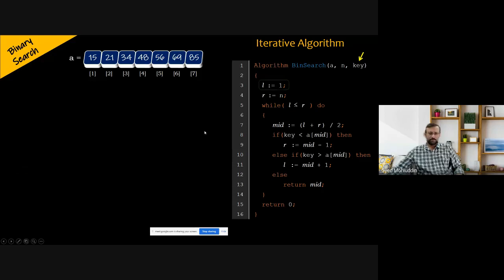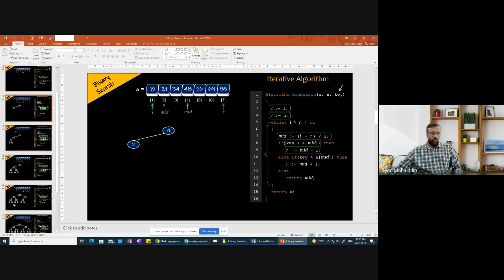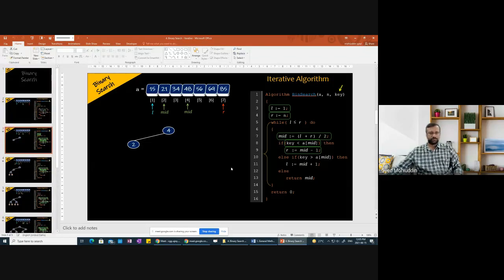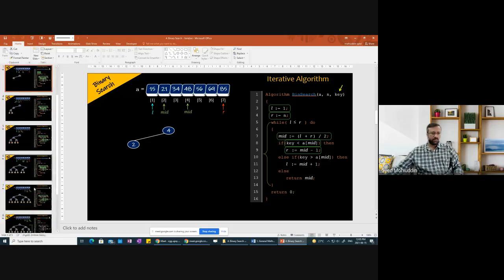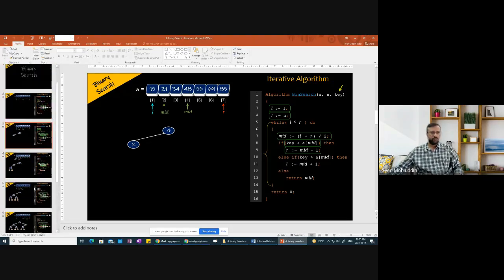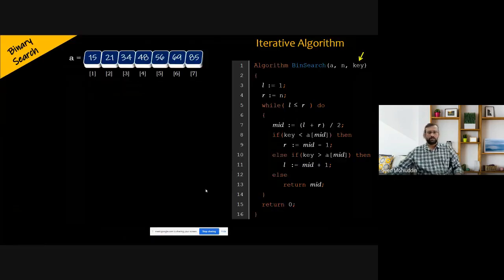Now let us look at the analysis for this binary search algorithm. Now L is 1 and R is the last index initially. This while loop will execute until L becomes greater than R. Inside the while loop we compute the mid index.